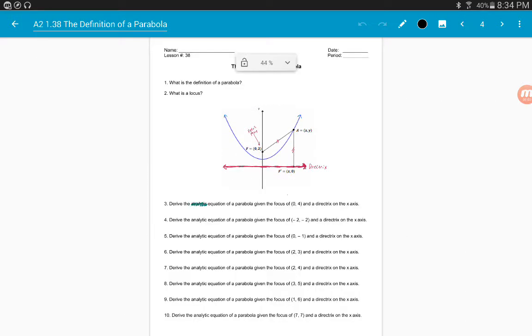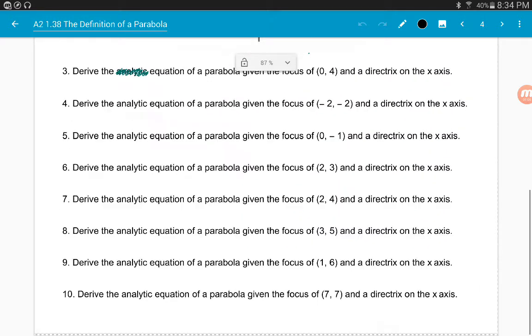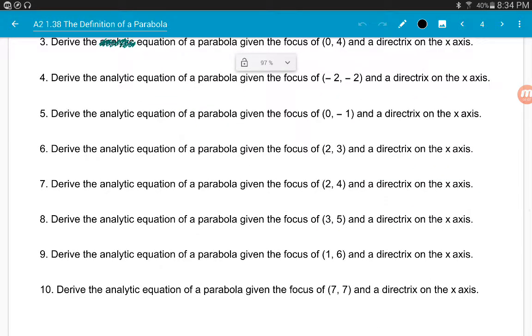So let's pick an example like question number 7. Okay, so it says derive the analytic equation. They're saying find the equation, so that's what my answer looks like, of a parabola given the focus of 2, 4 and a directrix on the x-axis.